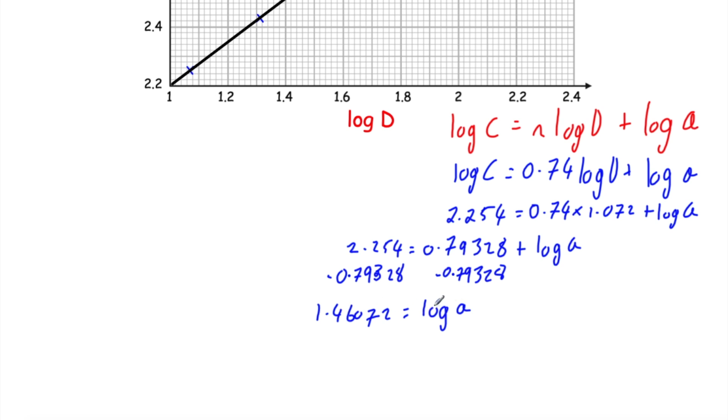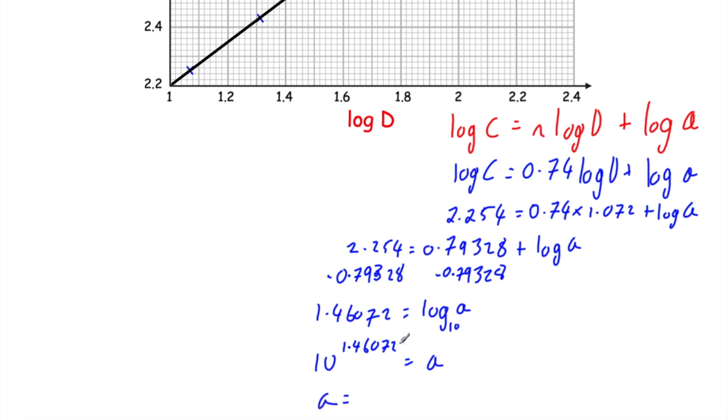Now here, remember, this is log to base 10 of a. So if we want to figure out what a is, we just need to rearrange this, because we've got the base, the power, and the answer. So it means 10 to the power of 1.46072 would be equal to a. Because remember, this is log to the base 10 of a, is equal to this. And remember, we've got the base, the power, and the answer. So that means that 10 to the power of 1.46072 is equal to a. So if we work this out in our calculator, we'll figure out what a is.